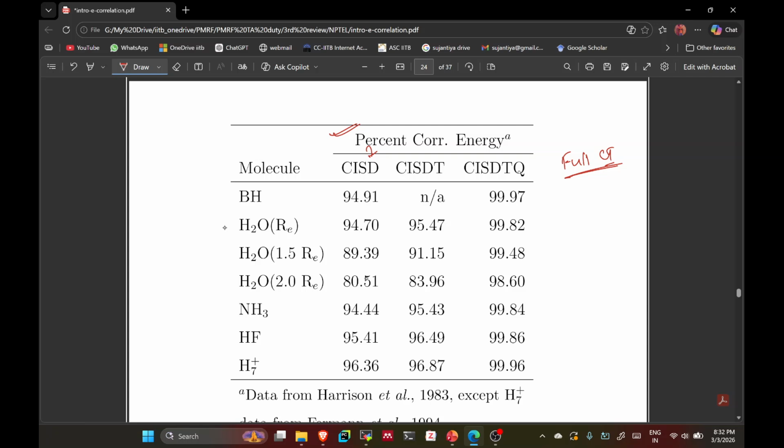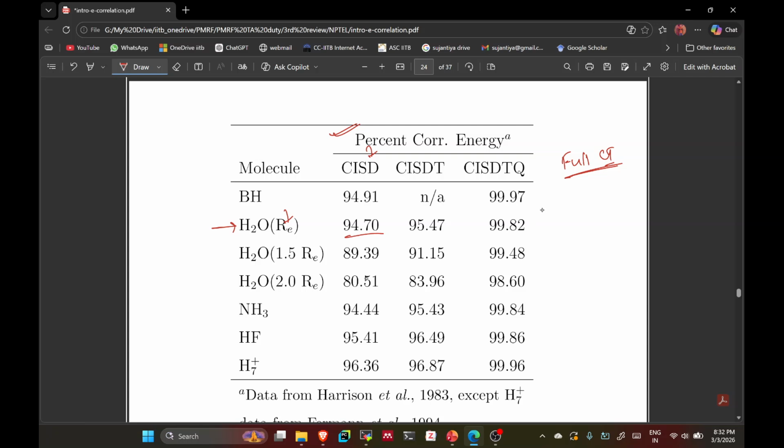So let's take this example, H2O at equilibrium, the equilibrium bond distance of oxygen and hydrogen. You see that 95% of the correlation energy is recovered at the CISD level. And if you go to CISDT, it's 95%, and CISDT up to Q, it's almost 100%.